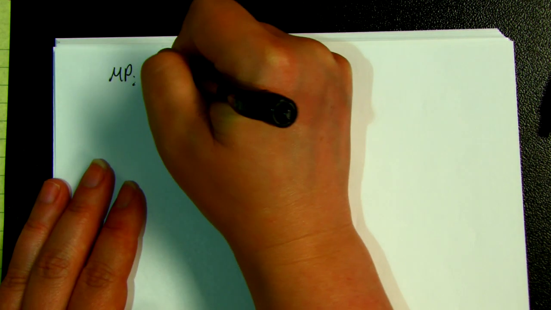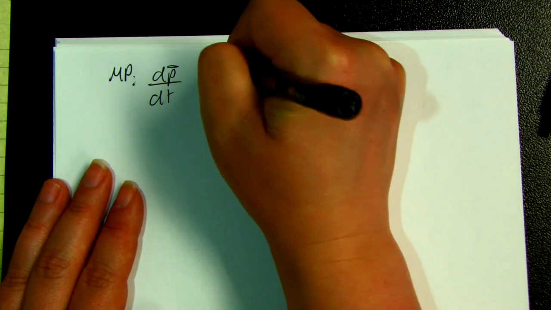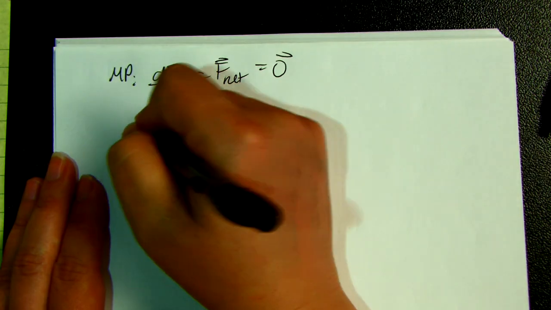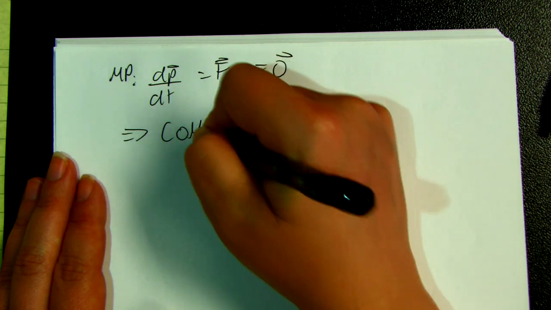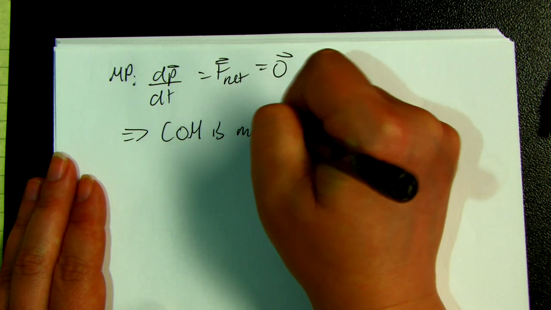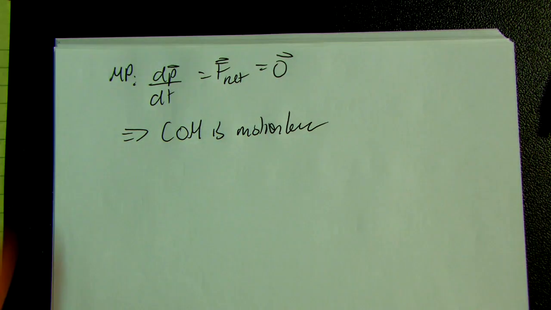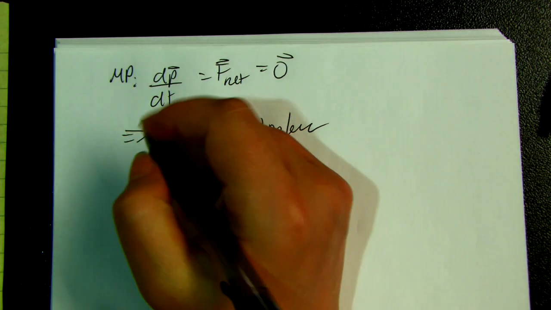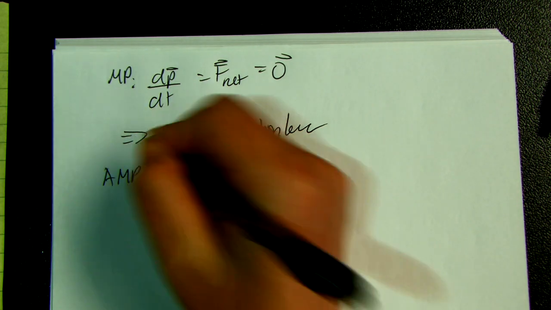The momentum principle, dp/dt, is equal to F net, which is equal to 0 because the center of mass is motionless. All right, so that's all we can learn from the momentum principle. Now let's move on to the angular momentum principle.